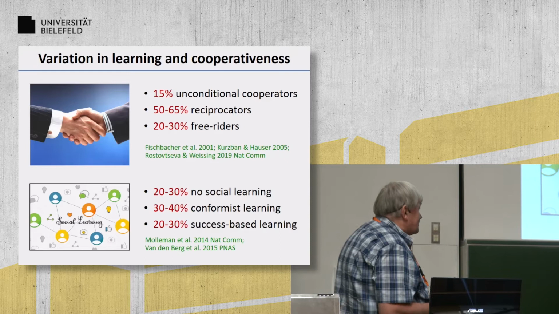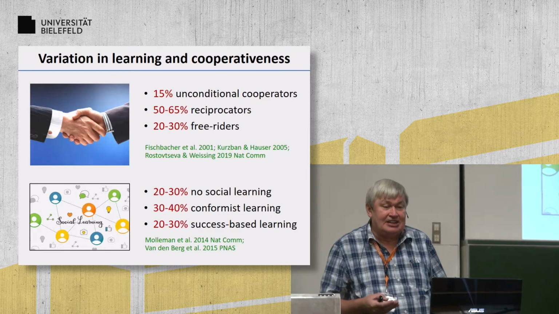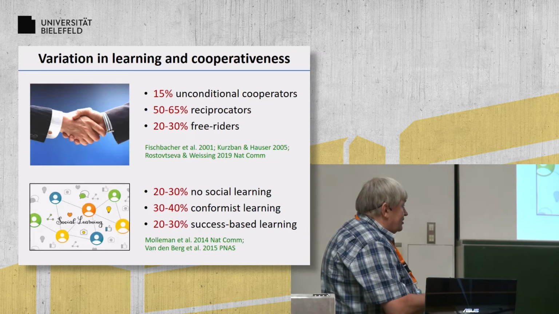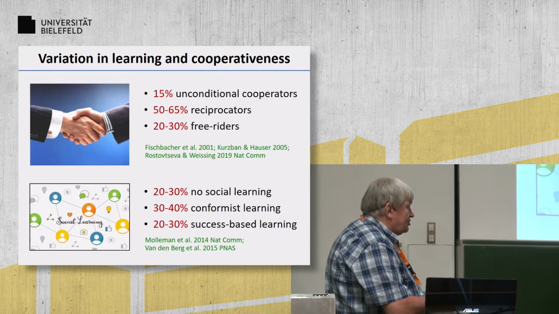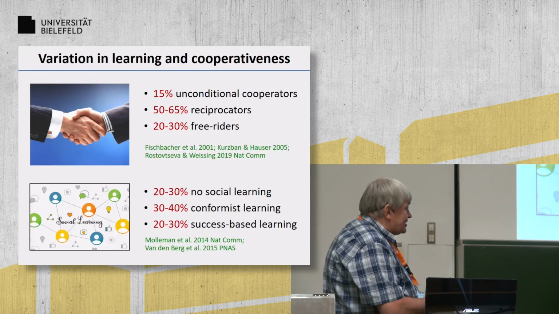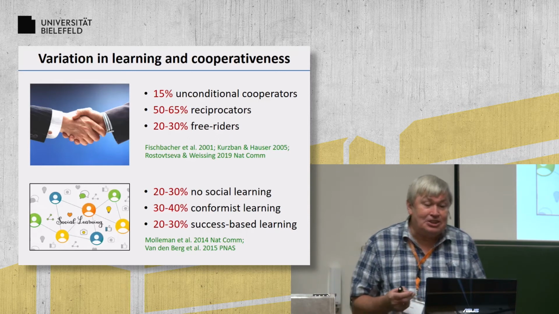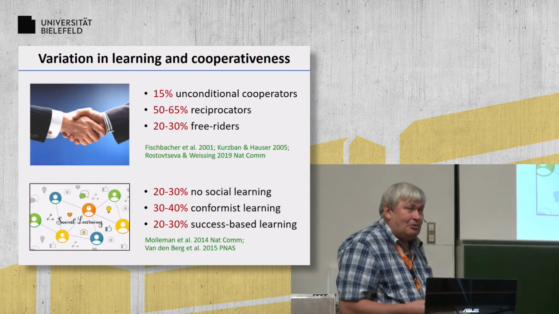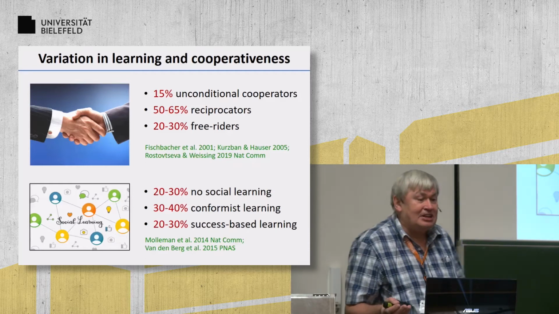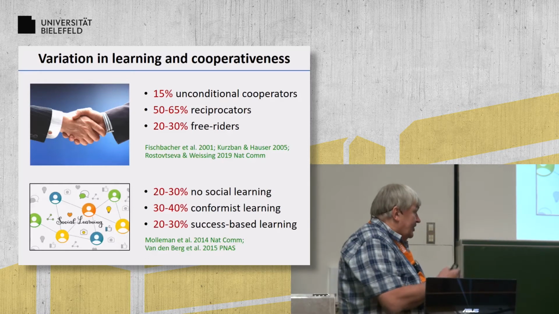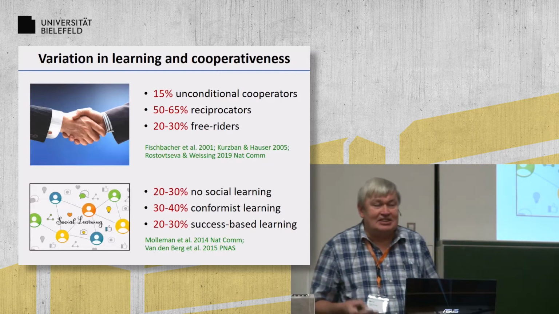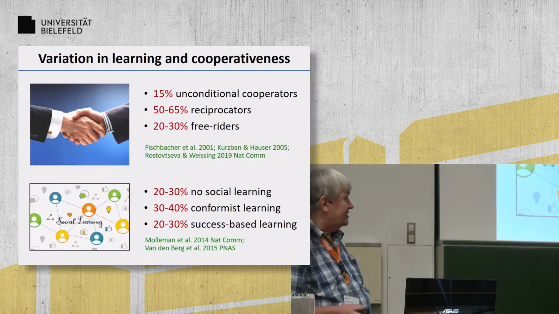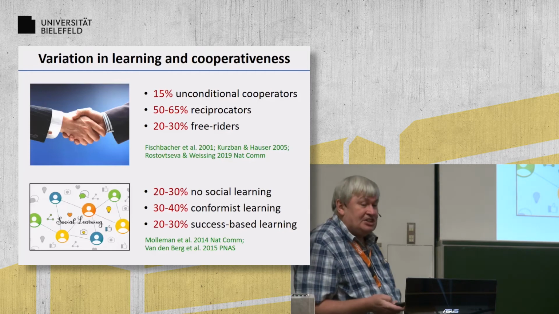In another set of experiments, we also saw that individuals differ quite a bit in their learning styles. If you look at how individuals learn from each other, we saw that a certain fraction of the individuals in our experiments were not interested in learning at all. Others more or less try to find out what the majority is doing, and then try to mimic the majority. And then there are some others who try to single out the most successful individuals, and then try to mimic those successful individuals. Again, as I said before, we repeated this experiment with the same set of people over the years, and these tendencies seem to be quite stable.